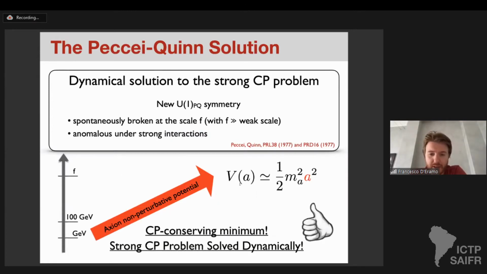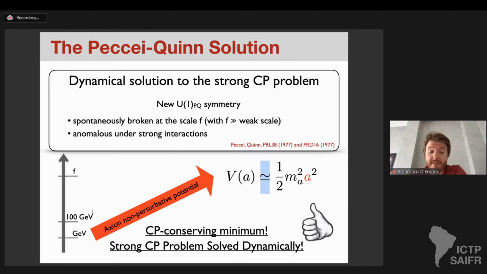So here, please note that this is really an approximate expression, which I will specify now. So what happens is only above the confinement scale.